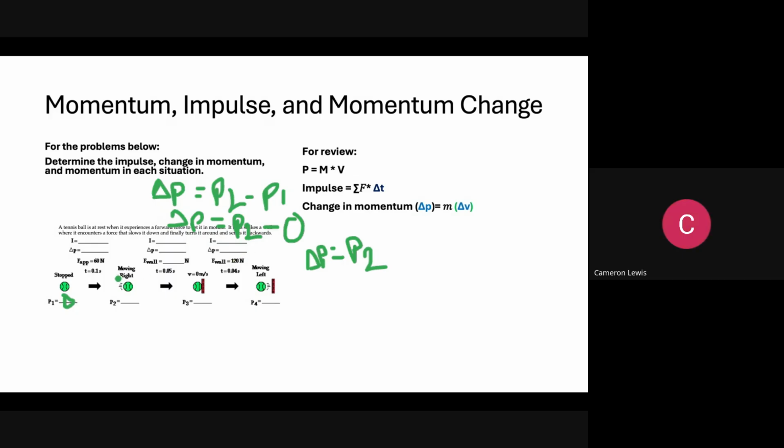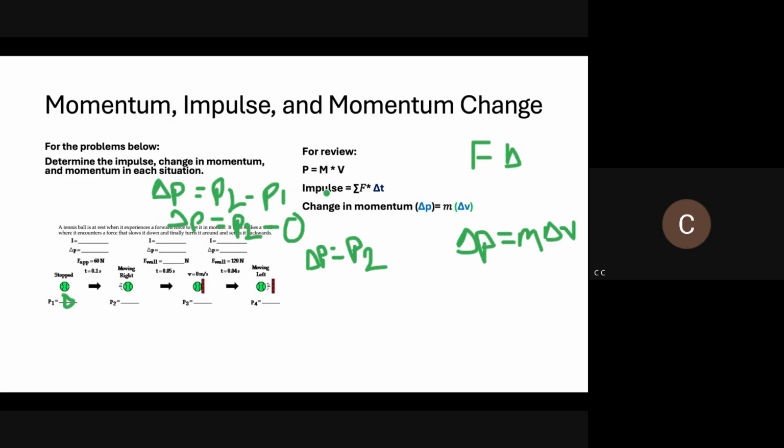So to find out what this one is, we need to find out what the change of momentum is. Change of momentum is equal to mass times change of velocity. Do we know the mass? Do you see a mass? No, it's a force. Okay, you see a force. Do you see a change of velocity, delta V? No. But what did you see that you said you did see? Force and time.